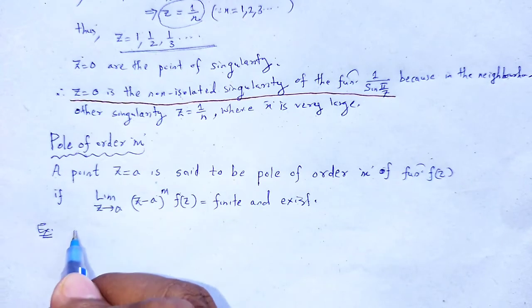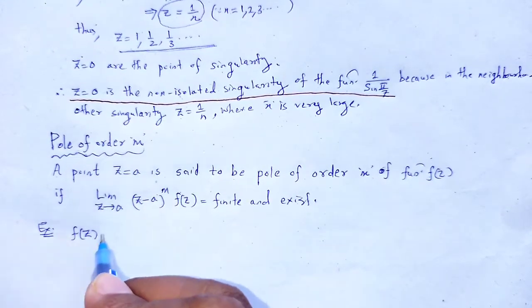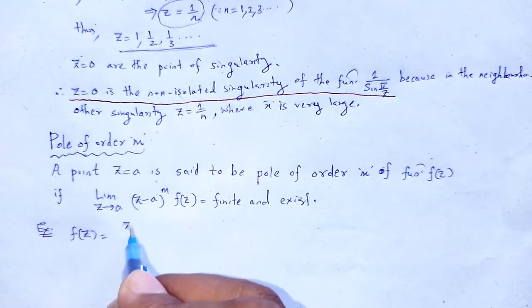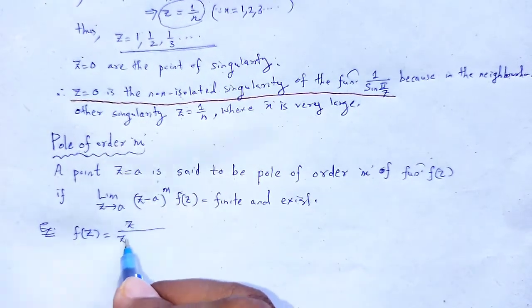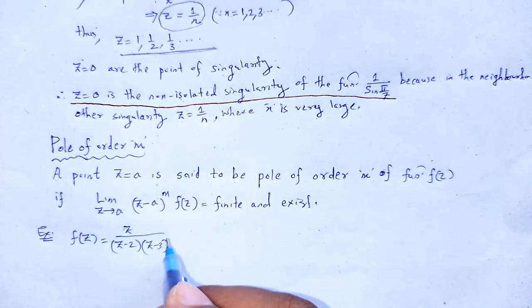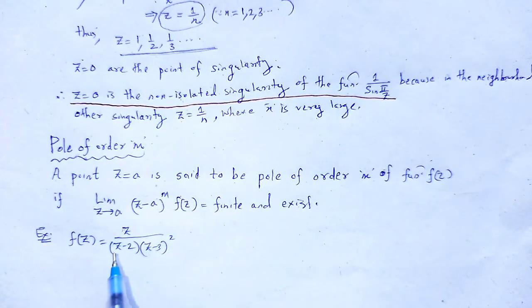The given function f of z is given as z divided by z minus 2 times z minus 3 to the power 2. So it has two singular points, at 2 and 3.